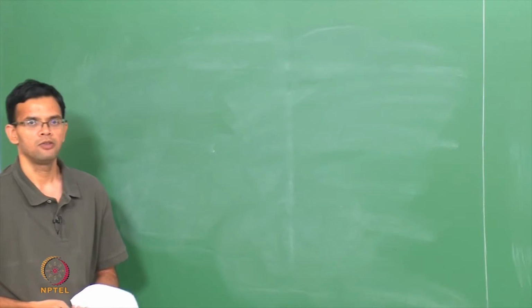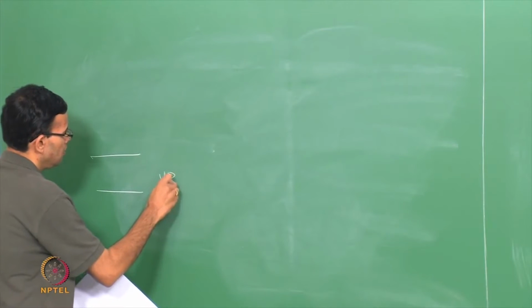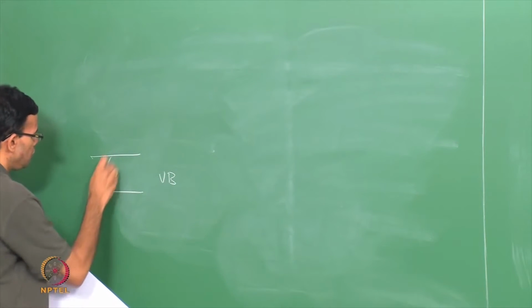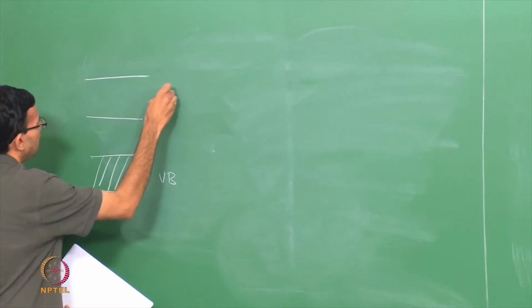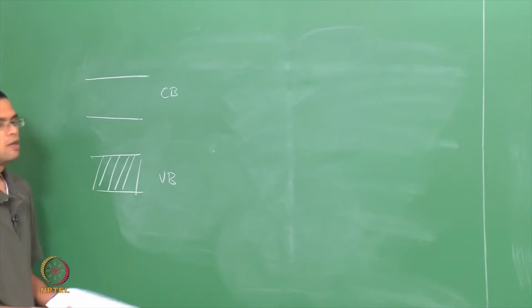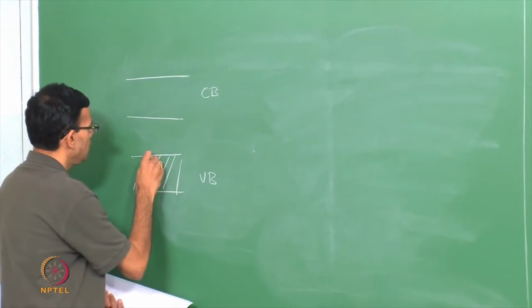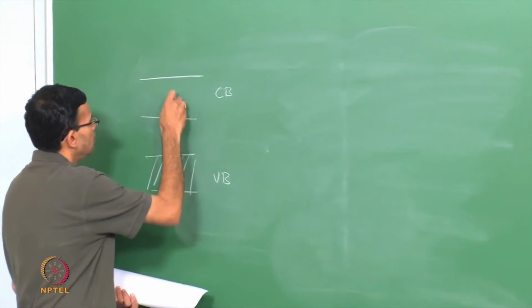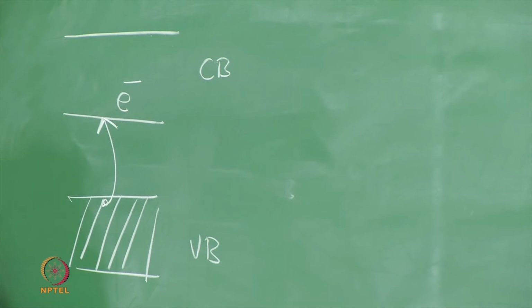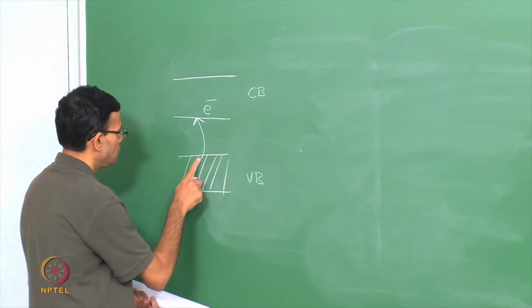So, let us go back to the picture of a semiconductor. You have a valence band that is full, and you have a conduction band that is empty. So, at any temperature you can have electrons from the valence band being excited to the conduction band. When an electron goes from the valence band to the conduction band, you essentially have an absence or a loss of electron.